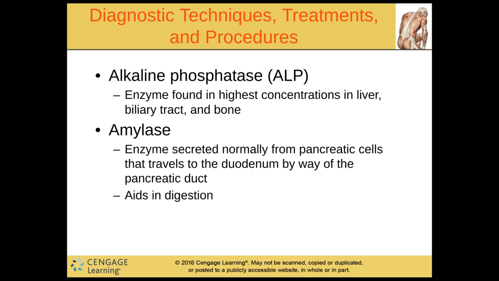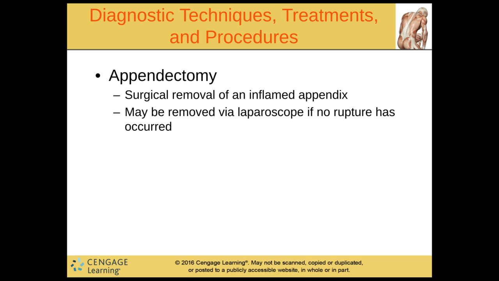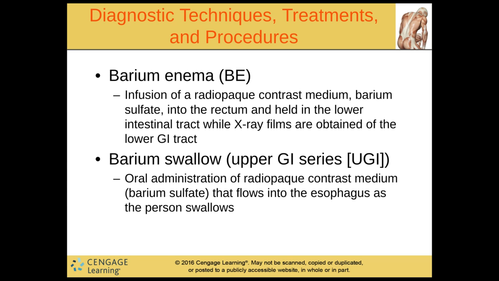And then we have amylase, which we talked about just a little bit ago. This is an enzyme that's secreted normally from the pancreatic cells, and it travels to the duodenum by way of the pancreatic duct, and it helps to aid in digestion. We have an appendectomy. So this is a surgical removal of an inflamed appendix. It may be removed via laparoscope, or if a rupture has happened, sometimes they have to open up your abdomen to get everything cleaned out.